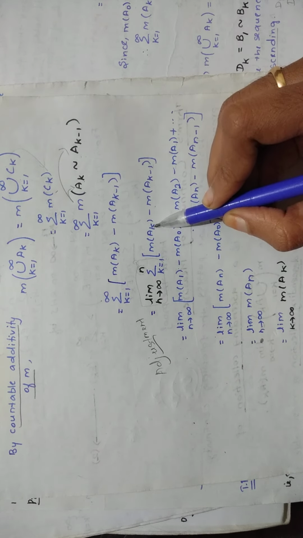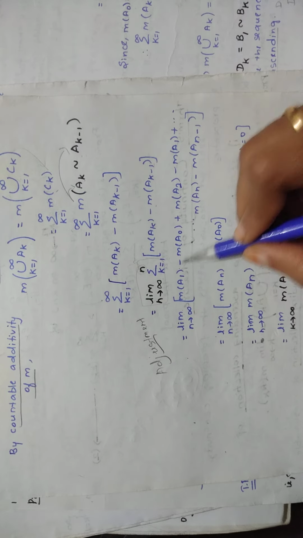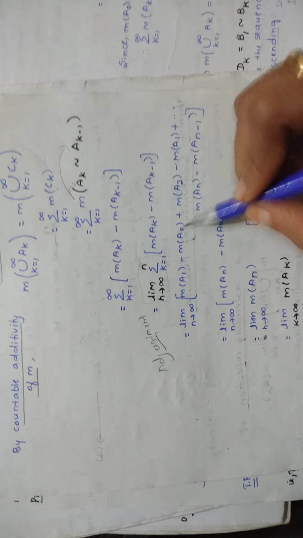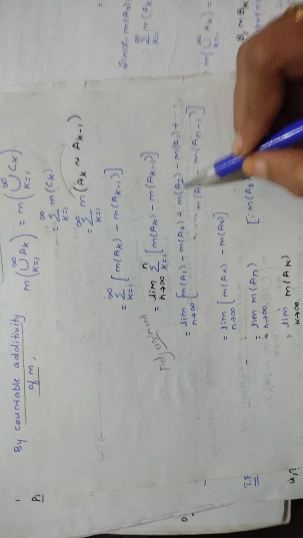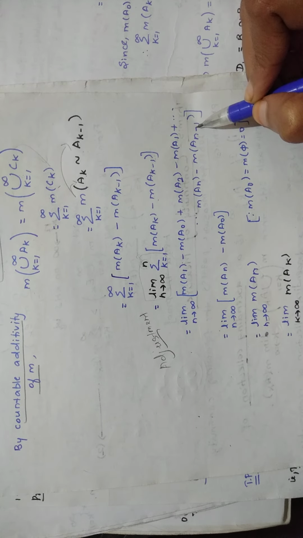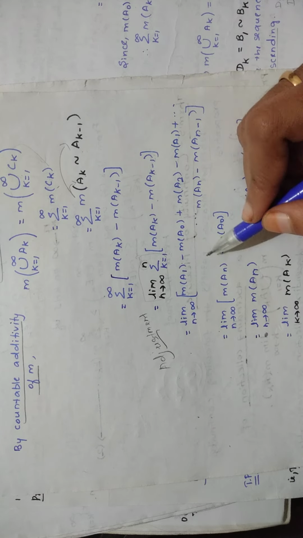First, in the place of k you put 1. So when you put 1, what do you get? m of a1 minus m of a0. Okay, and then summation, so plus. Then put k equal to 2 so that you will get the next term. Similarly, when you put k equal to n, you will get this. So what will happen is that most of the terms will get cancelled.